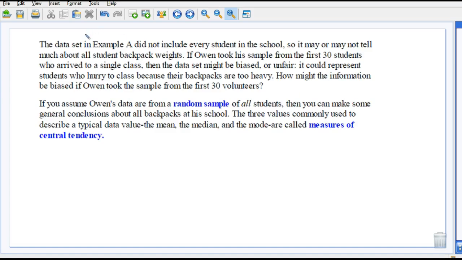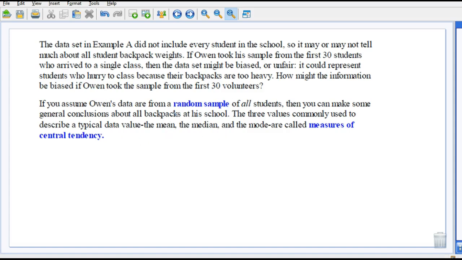All right, if you assume Owen's data set is from a random sample of all students, then you can make some general conclusions about all backpacks at his school. The three values commonly used to describe a typical data value are the mean, the median, and the mode, which are all measures of central tendency.